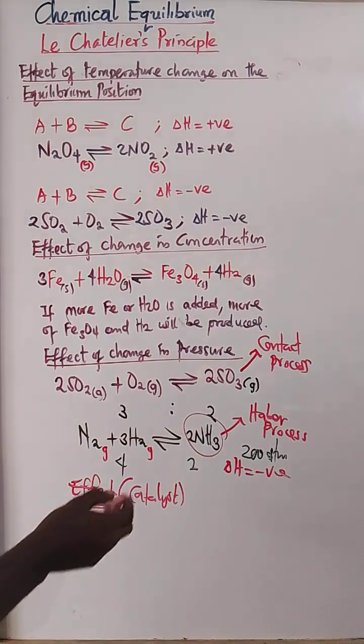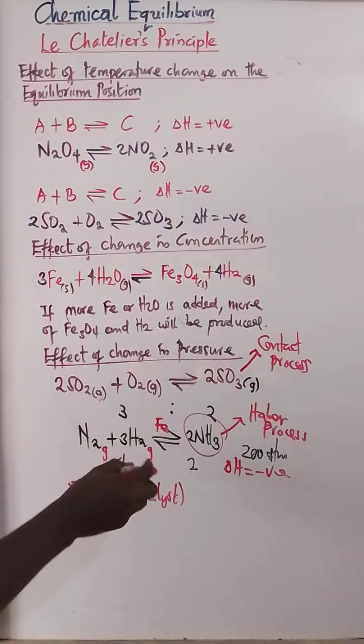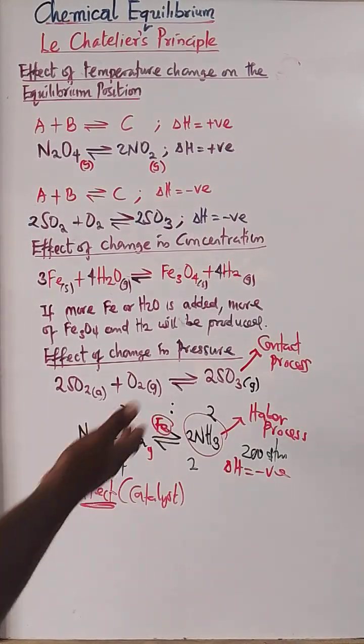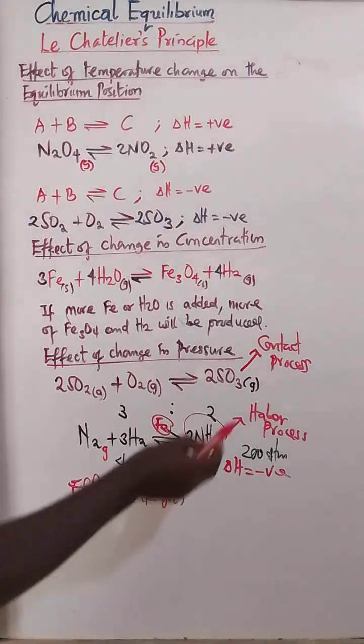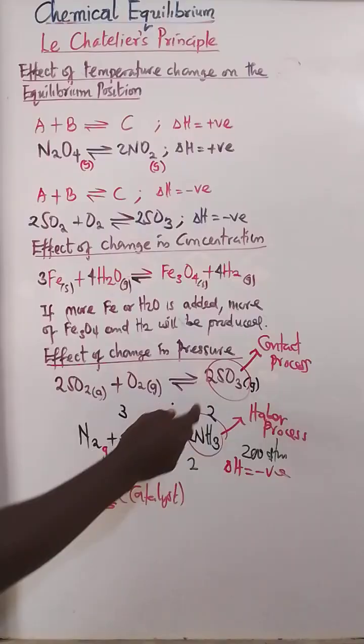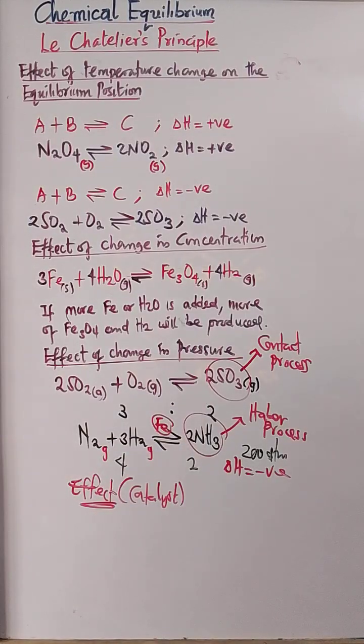So the catalyst we use in the Haber process is what? Small pellets of iron. We use small pellets of iron in the Haber process. Now let's move to the contact process. We want to get more of what? Sulfur trioxide. So this side has fewer moles, so definitely we have to increase the pressure. That is one.